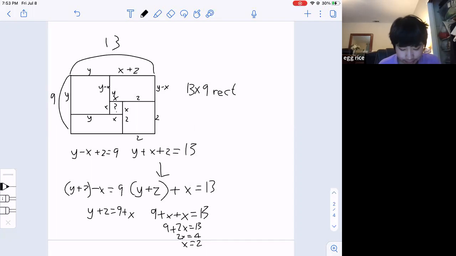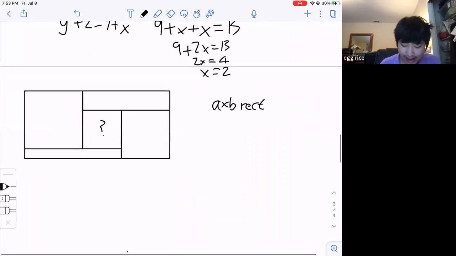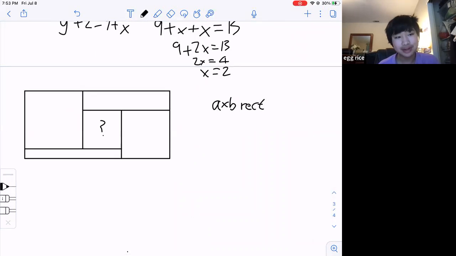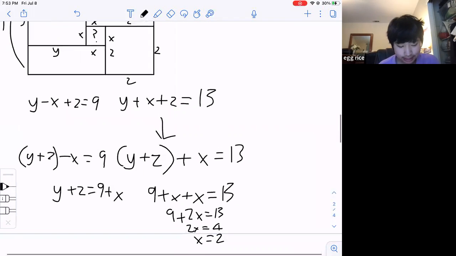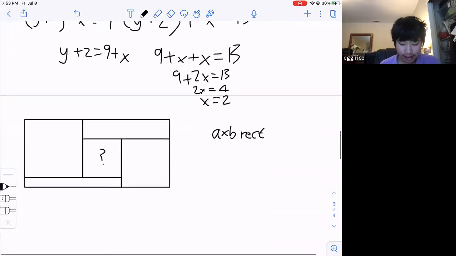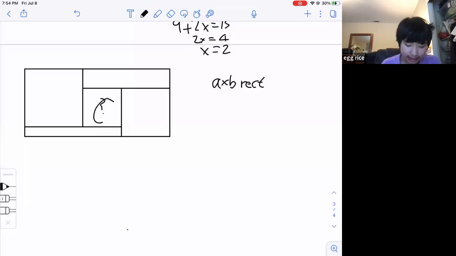It's like using these relationships, you can. And why don't we look at a more generalized example? What if we have an A times B rectangle? Using a similar strategy, a similar idea as what we did before, just finding out all of these things. Can anyone see how we can find this length in the center in terms of A and B?